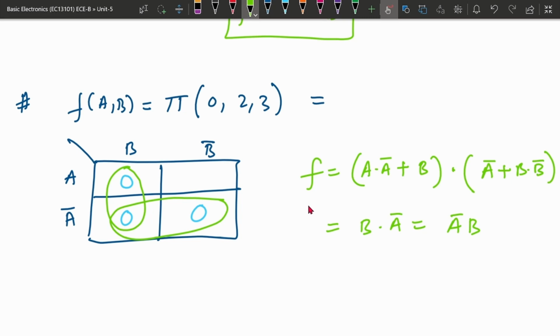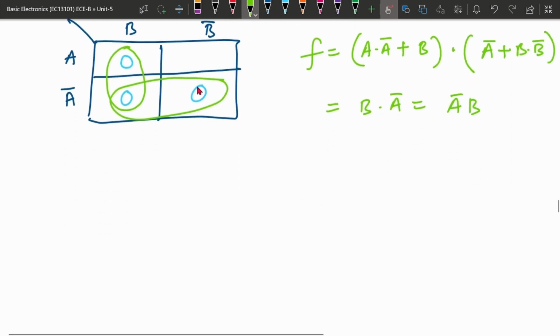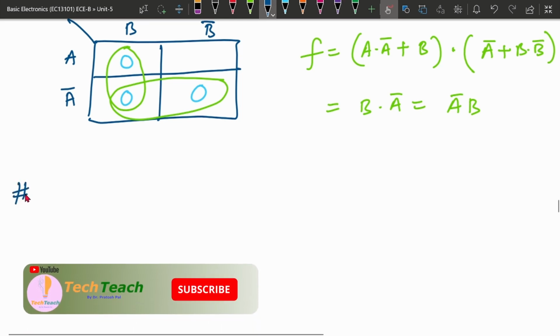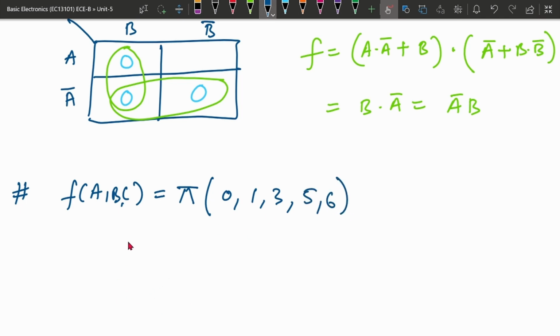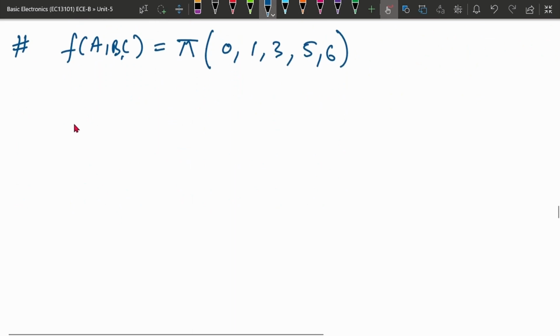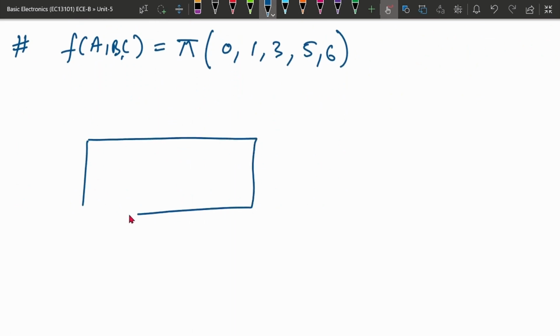so similarly we can go with the 3 variable case also. If we consider a 3 variable function, so suppose the 3 variable function is defined like, not summation, it is product of max terms. So it is 0, 1, 3, 5 and 6. If this is the function, if we want to go with 3 variable K map.